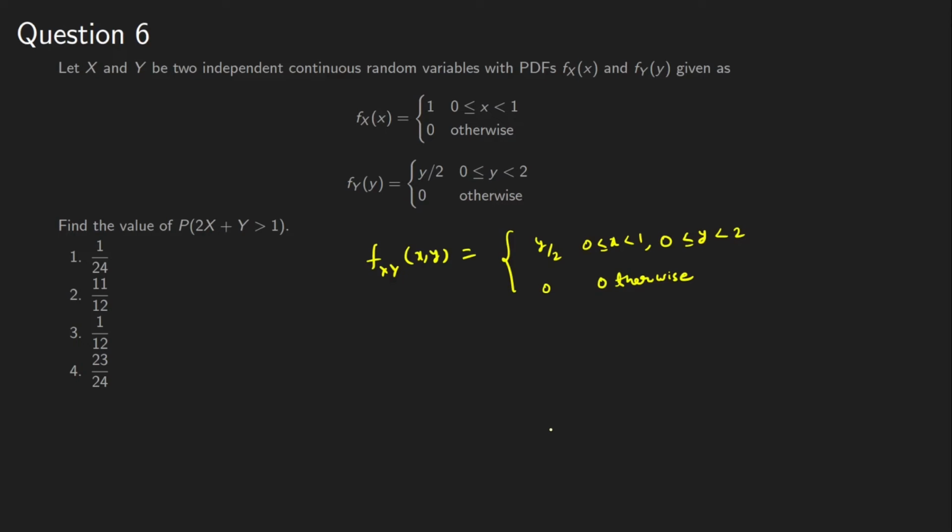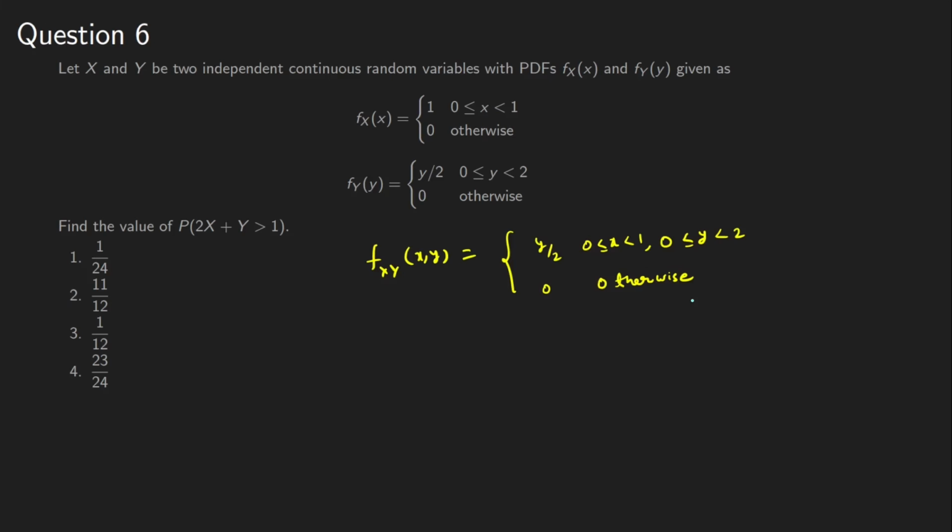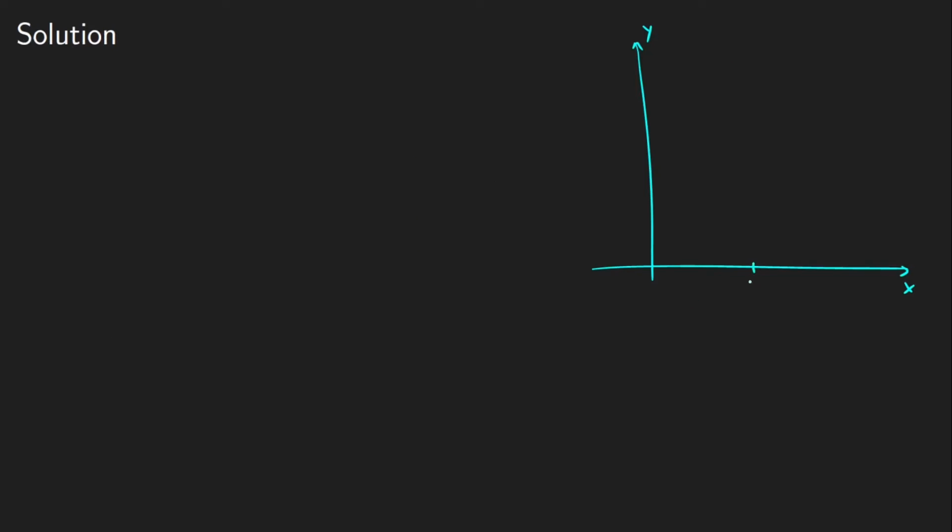So we have the information about the joint PDF of x and y. Now our goal is to find the probability that 2x plus y will be greater than 1. First of all, let's try to draw the support of x and y. So x goes from 0 to 1 and y goes from 0 to 2.